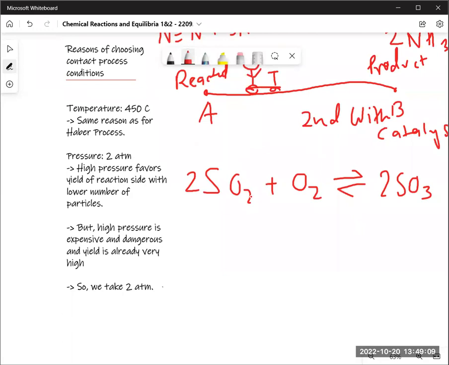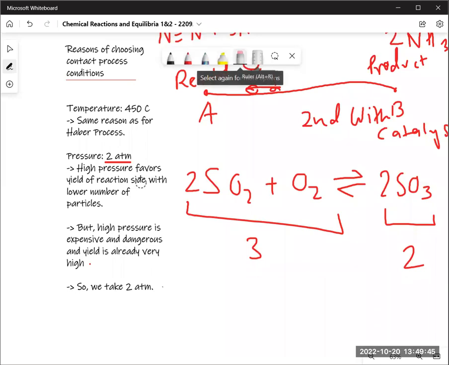Now, on this side, I have 3 molecules. Over here, I have 2 molecules. So this is lower, and if I increase the pressure, this will go forwards. Fine. But why am I not using 200 atmospheres here, compared to the Haber process? Over here, we're using 2 atm only, not 200. The reason is the yield of SO3 is already very high. So there's no need to increase the yield anymore. Therefore, I don't use a very high pressure.